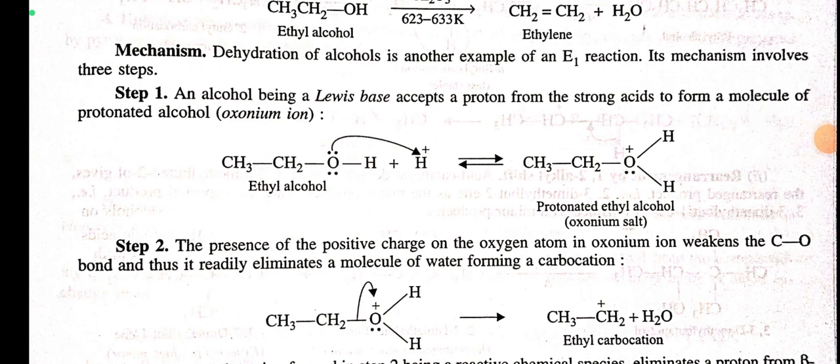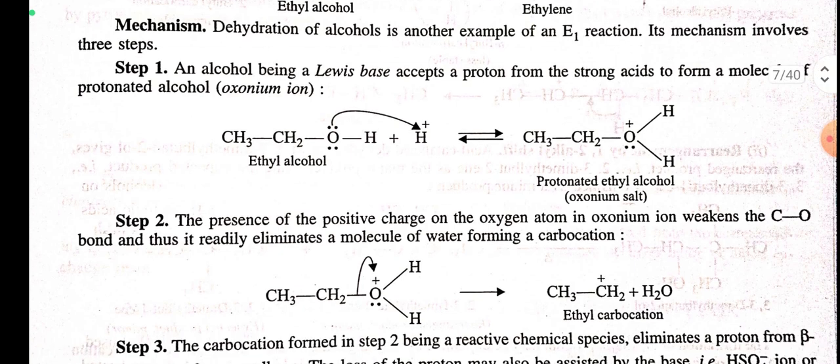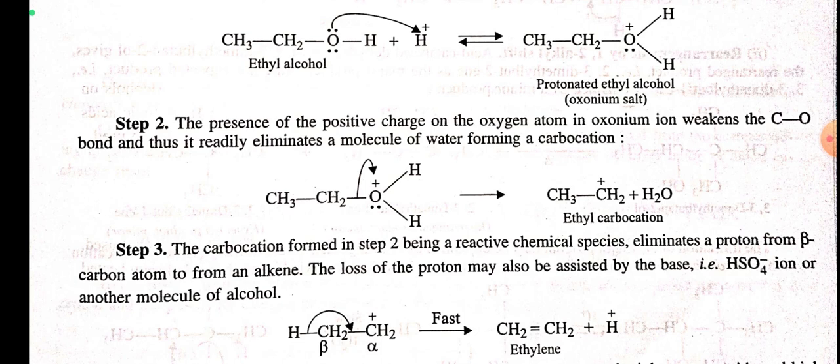An alcohol, being a Lewis base, accepts a proton from the strong acid to form a molecule of protonated alcohol, oxonium ion. The presence of positive charge on an oxygen atom in oxonium ion weakens the C-O bond, thus it readily eliminates a water molecule to form the carbocation. The carbocation formed in the second step, being a reactive chemical species, eliminates a proton from a beta carbon atom to form alkene. The loss of proton may be assisted by the base, that is HSO4 negative ion, or another molecule of alcohol.